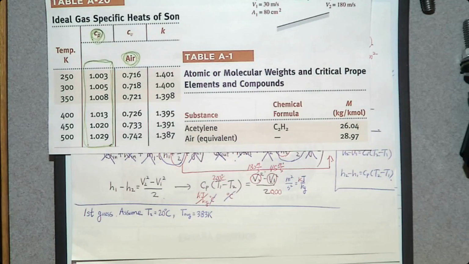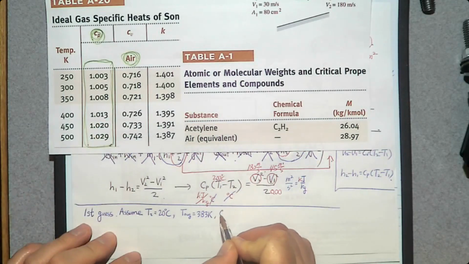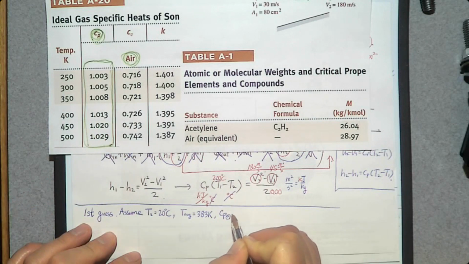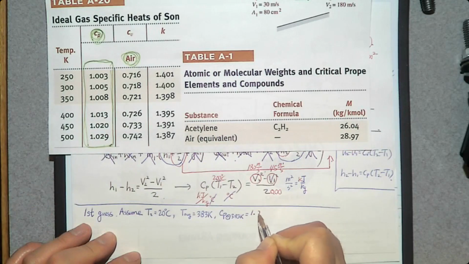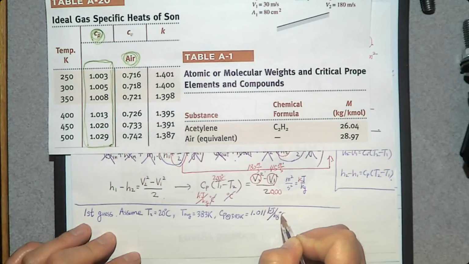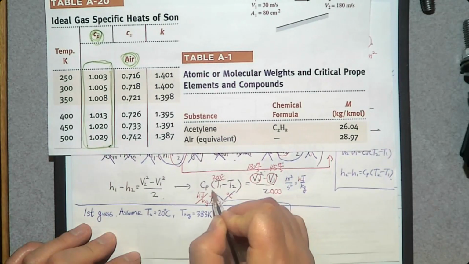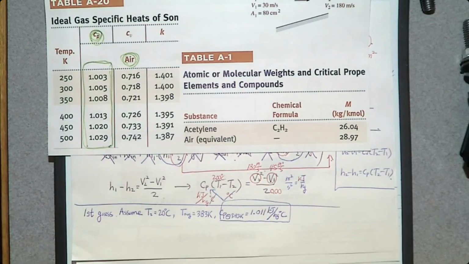Let's assume that we did that. Approximately 1.011. So the specific heat value at 383 Kelvin is going to be 1.011 kilojoule per kilogram degree C. Okay, so I'm going to use this specific heat. It goes in this equation to determine T2. So let's do that. I don't have the answer, so I'm going to use the calculator on my phone.